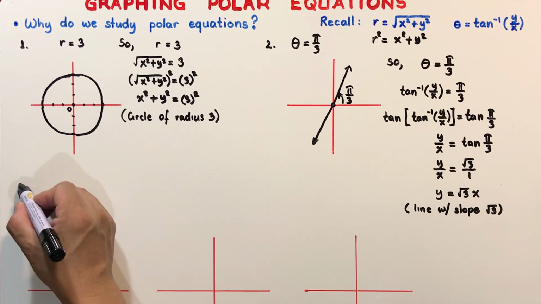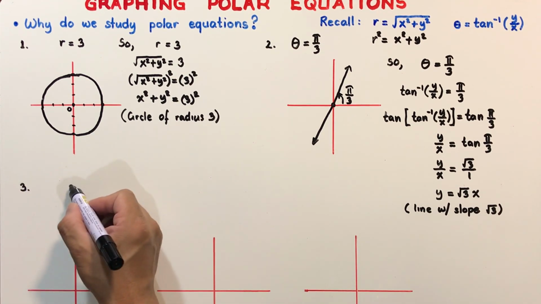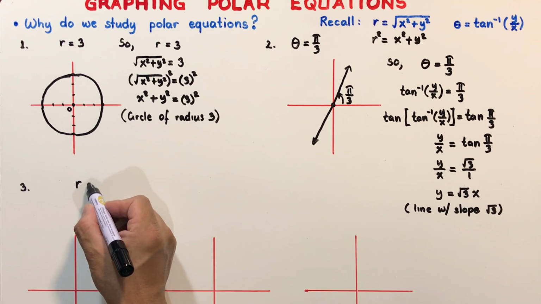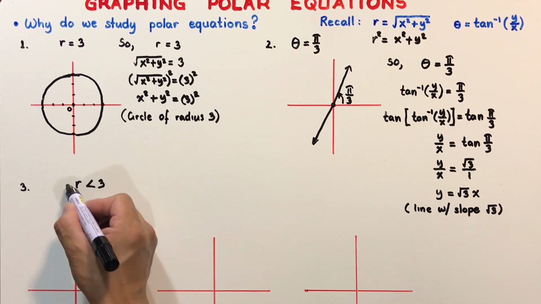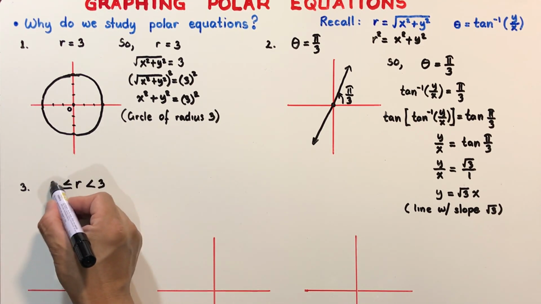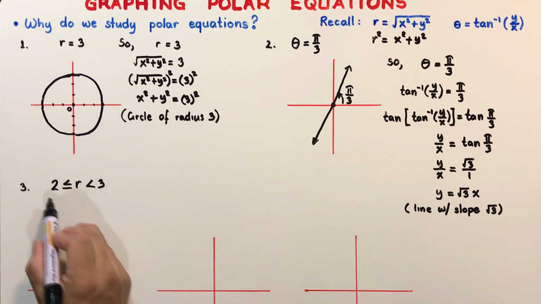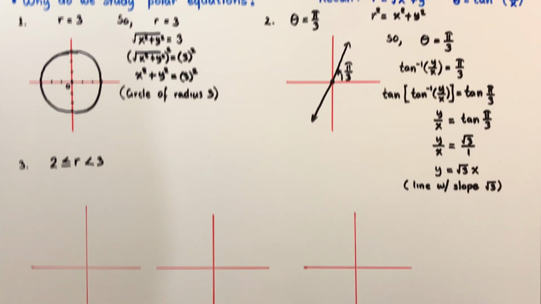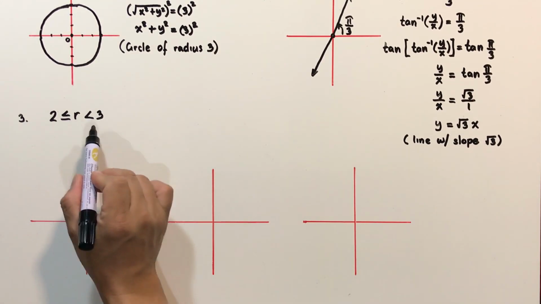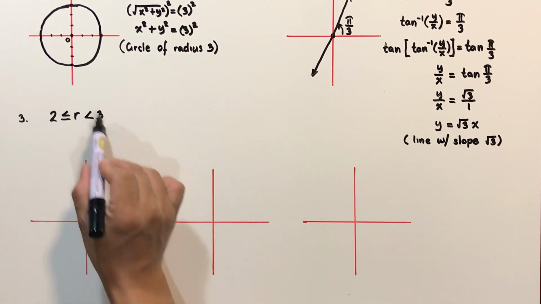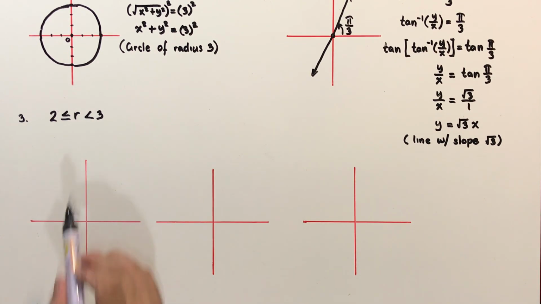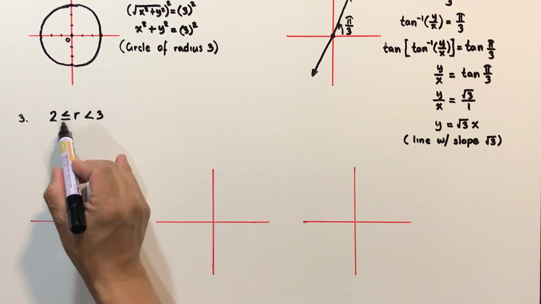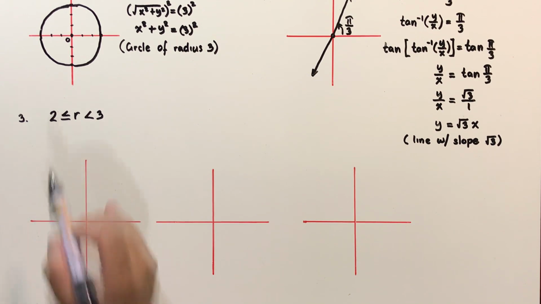So number 3, we have here, suppose our r is less than 3 but greater than or equal to 2. So what is the graph of this inequality? The graph of this, I can tell you in advance, is a family of circles. And you will see that the graph of this is a family of circles whose radius is less than 3 but greater than or equal to 2.